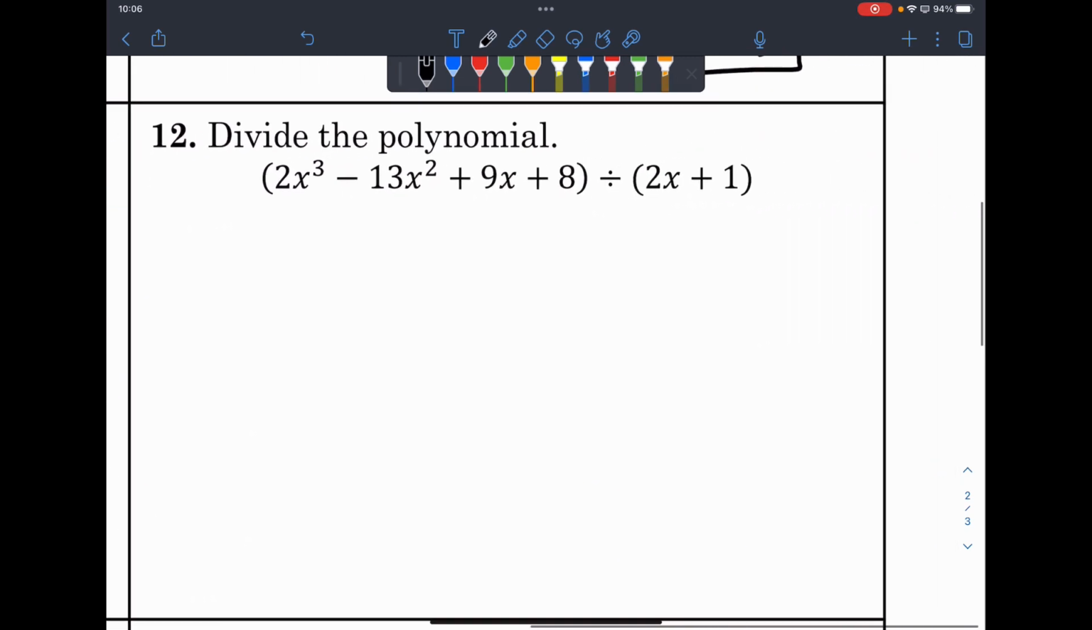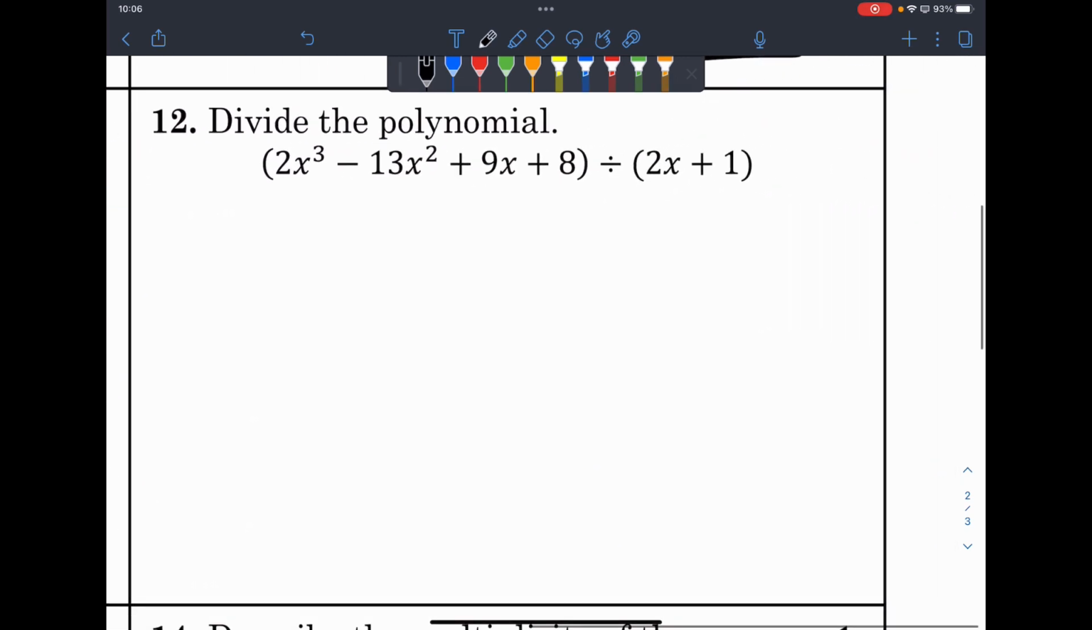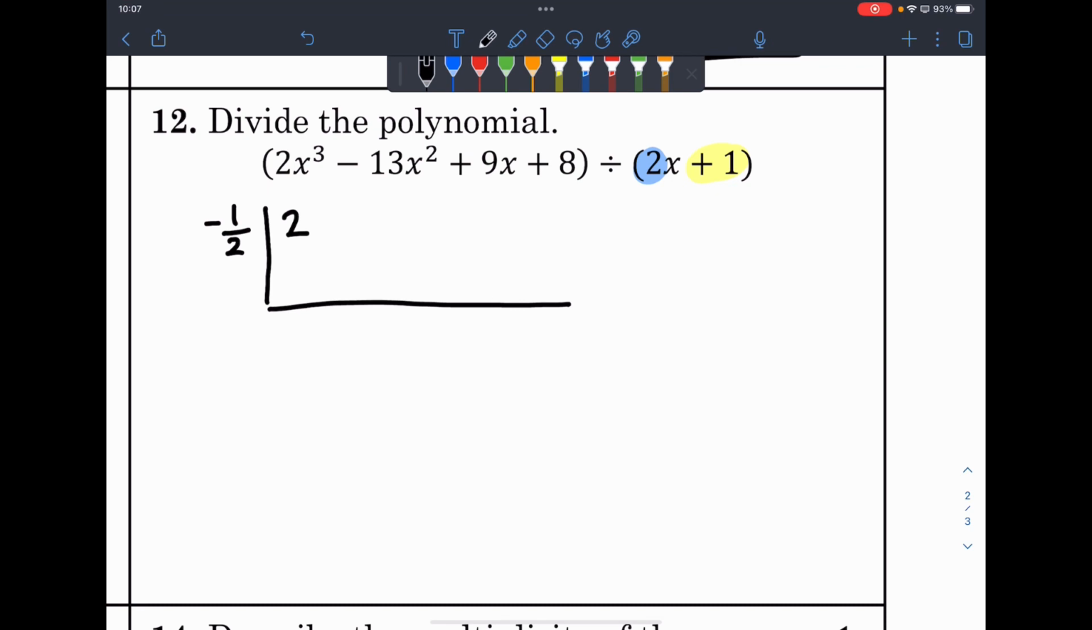Moving on to problem number 12, where we're asked to divide these two polynomials. We're going to use synthetic division to divide this. So I start by getting the opposite of this number, so -1, and I divide it by that number there, so -1/2. I have my inverted division box, and I simply write the coefficients of my dividend. So 2, -13, +9, and 8. And synthetic division starts by bringing down the 2.